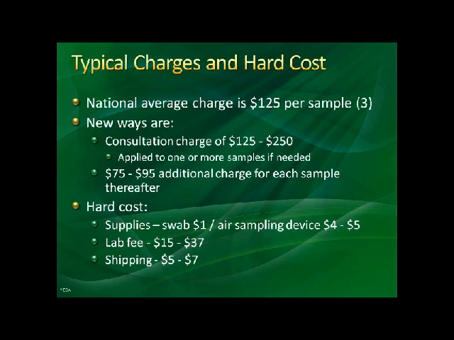What's your hard costs? Swab, $1. Air sampling device, $4 to $5. Lab fees, depending on who you use, can be as low as $15 to $37. And then figure your shipping costs. Some labs will pay shipping. Some labs do not. You have to discuss this with the lab of your choice. But as you see, the fees are minimum compared to the $125. On average, 3 samples are always taken on a job site. So at those 3 samples, you have $375, and you have a hard cost of, let's say, $75 or $100, you're making a potential of $275 to $300.